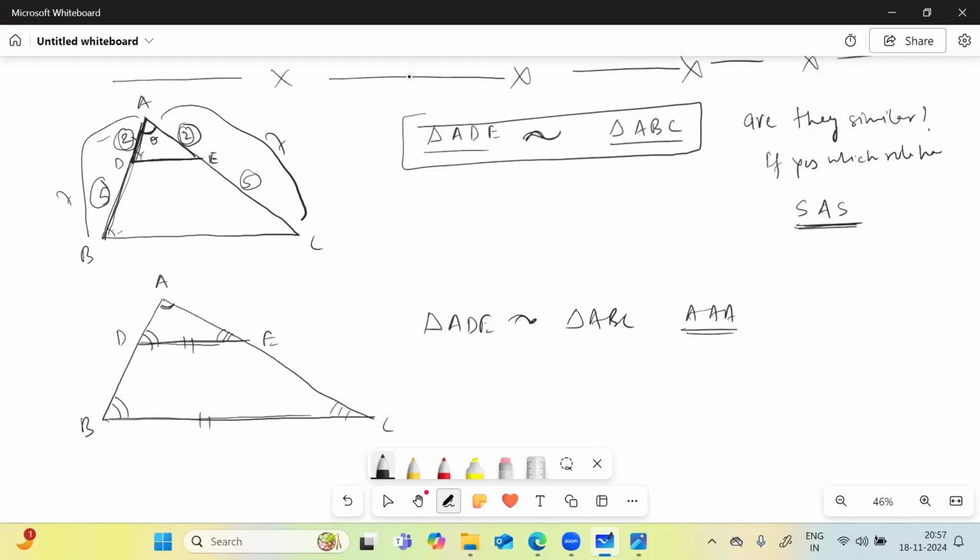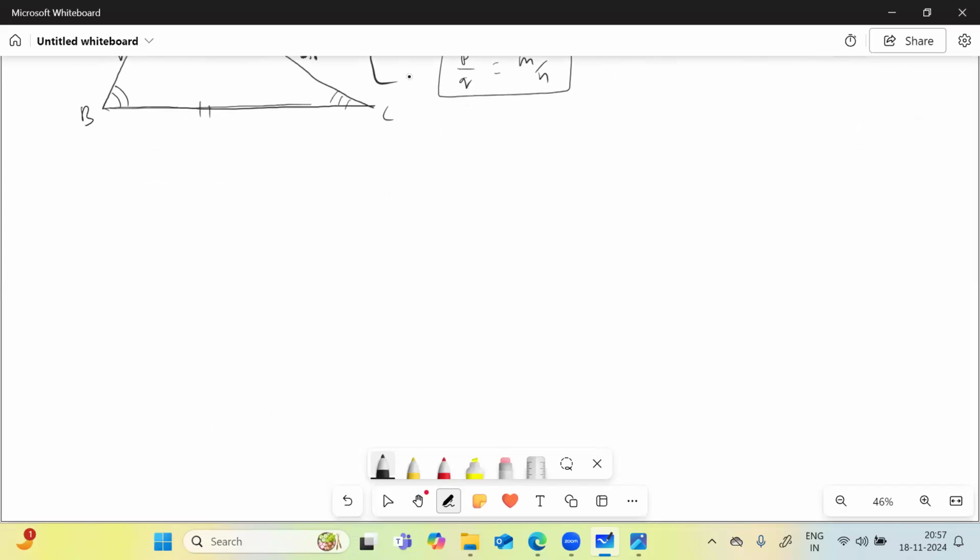So now, if it is similar, then you can just say that if they are dividing the side into M, N and P, Q, then you can tell that P by Q is equal to M by N, because these will also follow the same proportion. So these two particular concepts are very useful in solving many questions of your geometry. So let's simplify it.